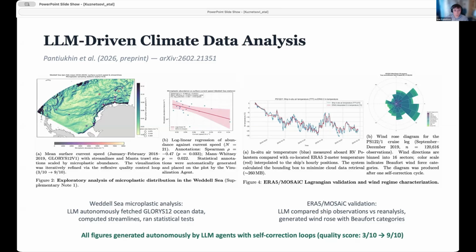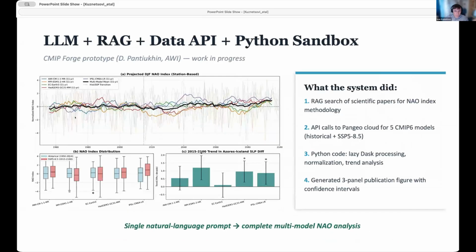The first version scored only 3 of 10 in the LLM's own quality check. After several rounds of correction, including colors, labels, annotation, and so on, the final version reached 9 of 10. This ability to improve its own output is one of the most useful features of agentic systems.